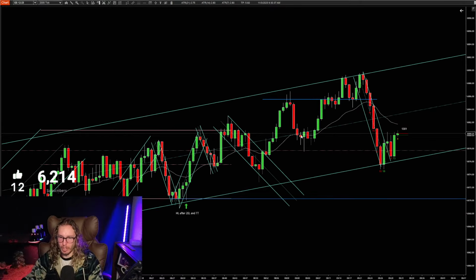Because even though the bias is still kind of up, the fact that this swing came down so far gives me a little bit of pause.